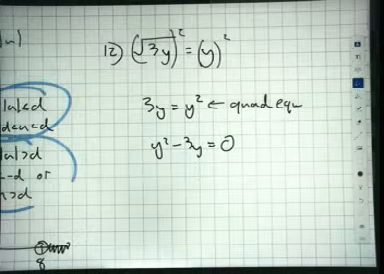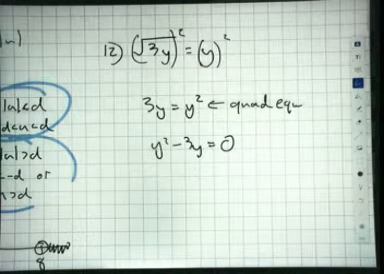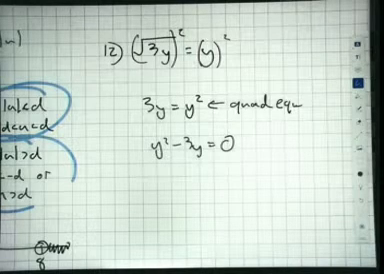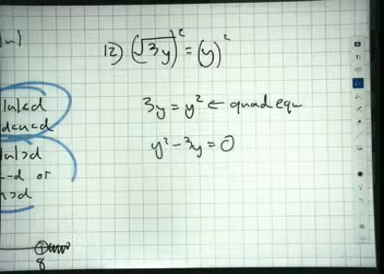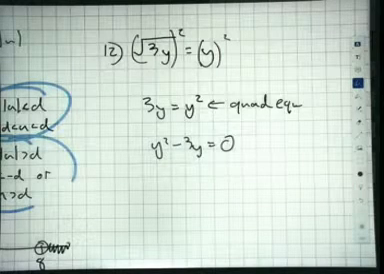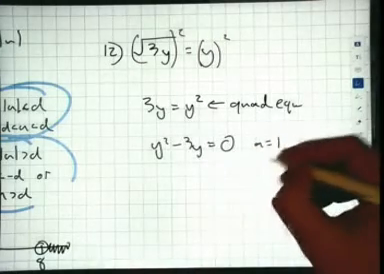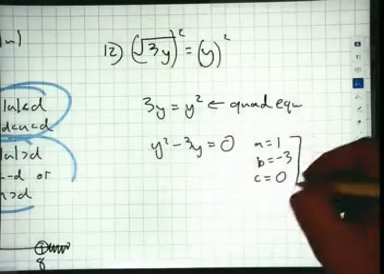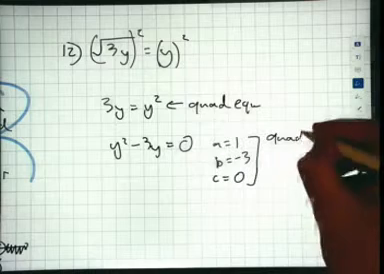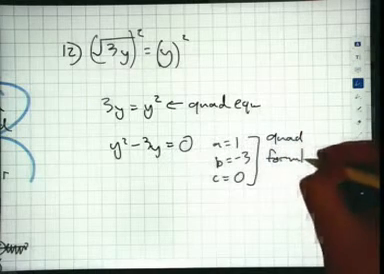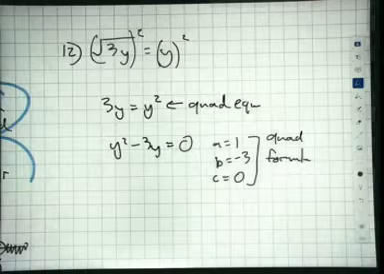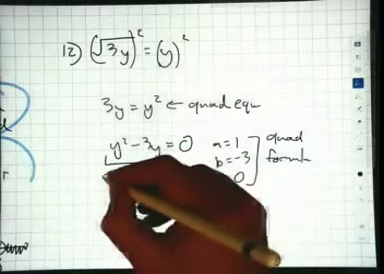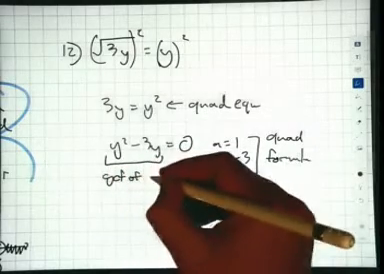Now, how do you solve this? I mean, this is not a trinomial. We could factor trinomials, but how do you solve this? I mean, you could use the quadratic formula. You could say that a is equal to 1, b is equal to negative 3, and c is equal to 0. And you could use the quadratic formula. Or I could recognize that I have a GCF of y.